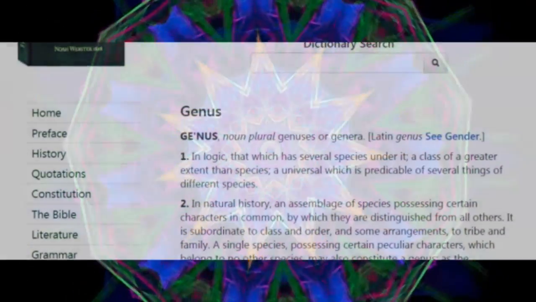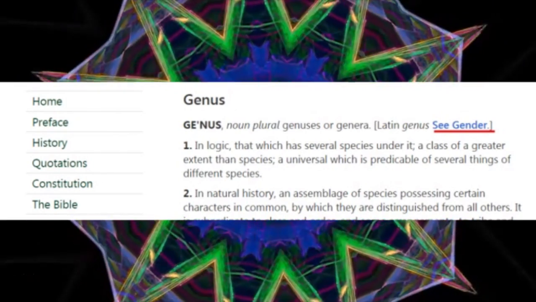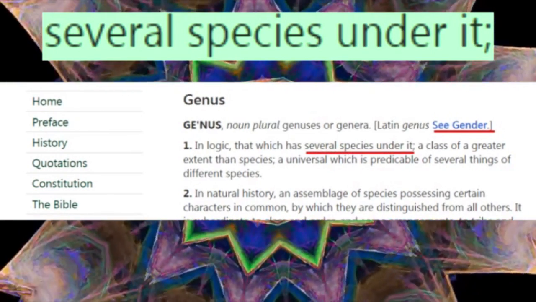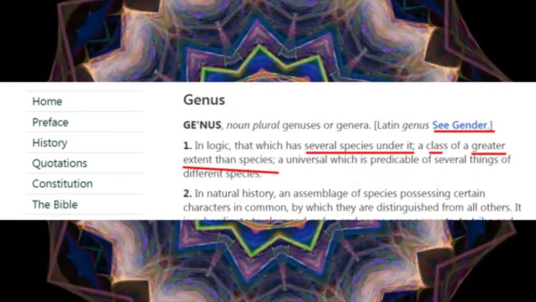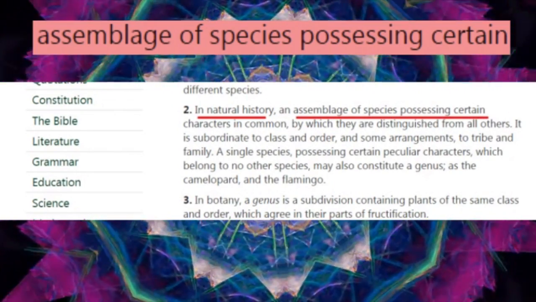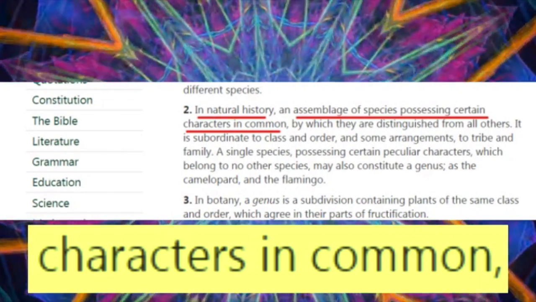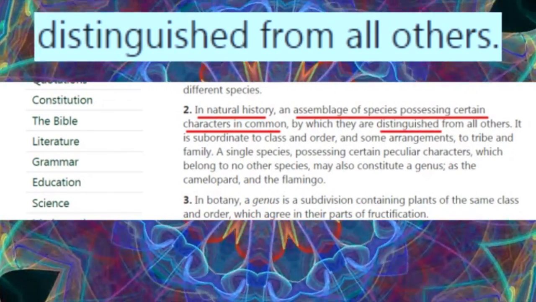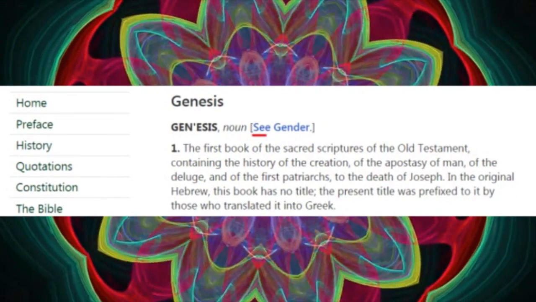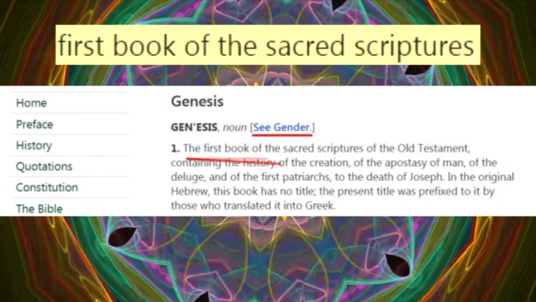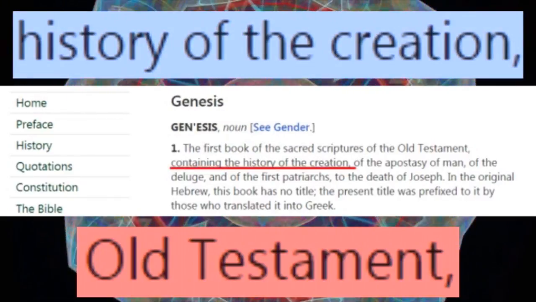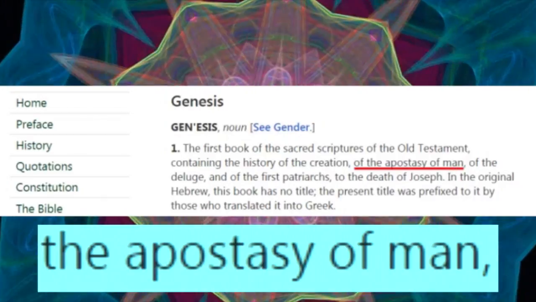Okay, so here is genus. It comes from the gender. In logic, that which has several species under it, a class greater extent than species. In natural history, an assemblage of species possessing certain characters in common, by which they are distinguished from all others. Here's a word that everybody should know, Genesis. Again, see gender. The first book of the sacred scriptures of the Old Testament, containing the history of the creation, of the apostasy of man.